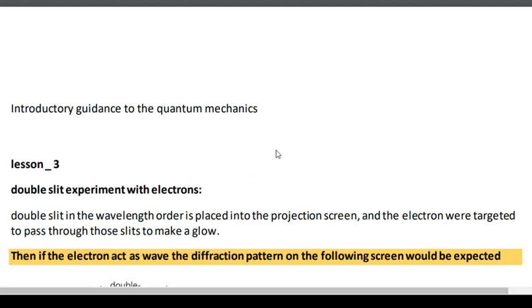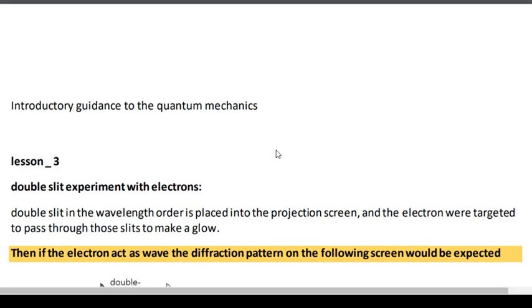The double slit is set into a board, with slits on the order of the wavelength. It is placed in front of a projection screen, and the electrons are targeted to pass through those slits to make a glow through the collision between the electrons and the fluorescent screen. If the electron acts as a wave, a diffraction pattern is expected on the screen. So we expect a diffraction pattern, a kind of wave pattern, after the collision happens.